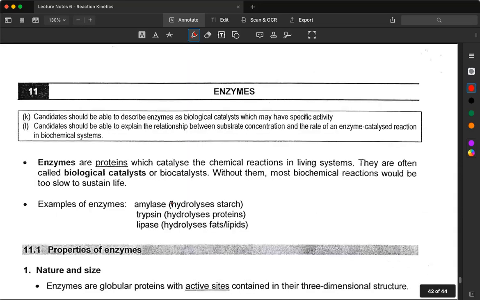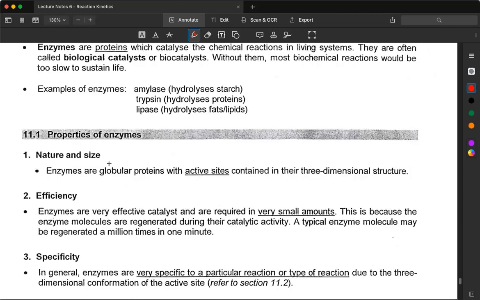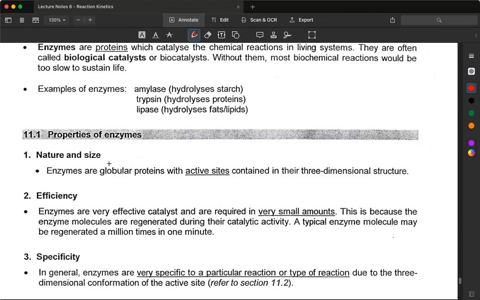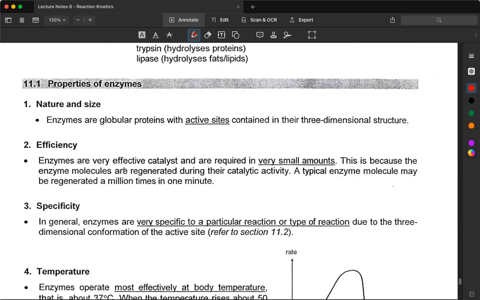Okay, the last portion is on enzymes. Those who learn bio will have an advantage. They are proteins, they are biological catalysts. We shall talk a bit more about enzymes in terms of the active site. The important part is the active site, because that's where adsorption takes place. Now enzymes are very effective catalysts, and you do not need a large quantity. Actually, for catalysts, you don't need a large quantity. A small amount will work to initiate the reaction, to make the reaction proceed very fast.